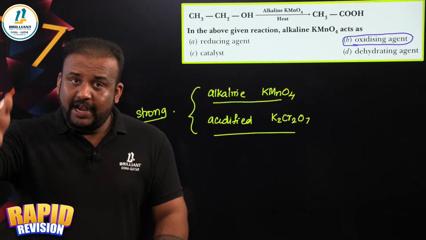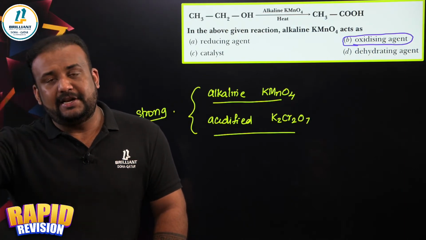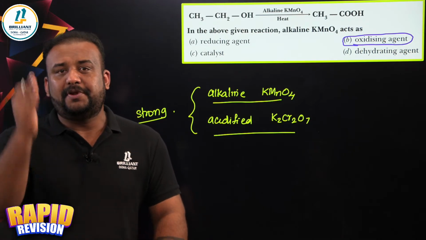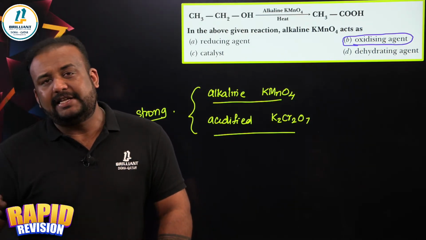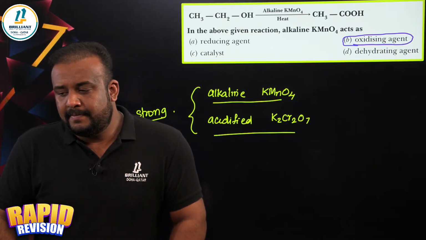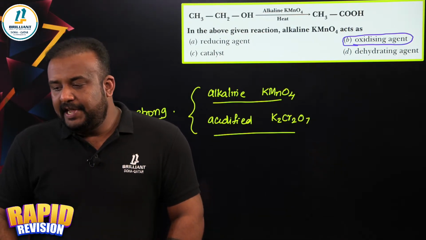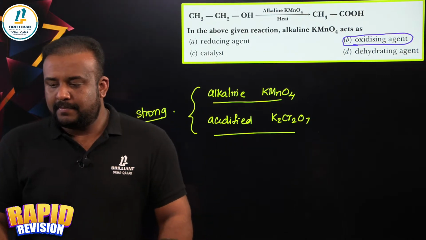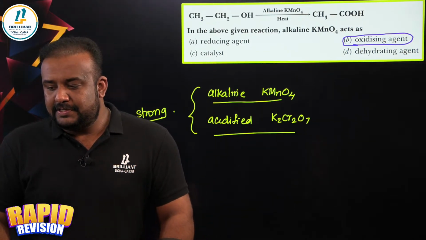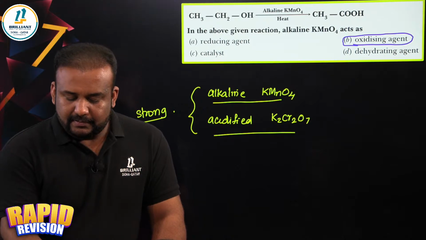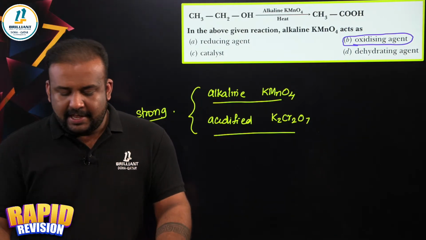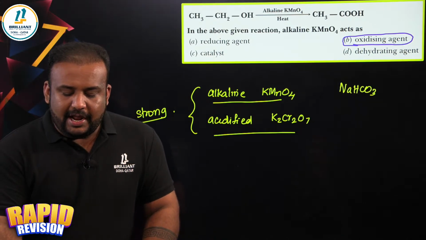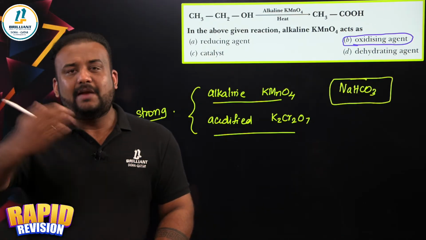Now, that is not the only test, okay? Sometimes you can answer it in a very different way. Another test can be used. Can somebody tell me how do you distinguish between ethanol and ethanoic acid by another test? Anyone? Which reagent can we use? We can use NaHCO3 or Na2CO3. Sodium bicarbonate can be used.